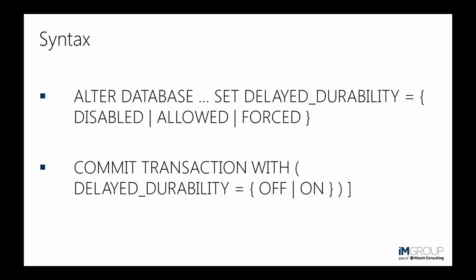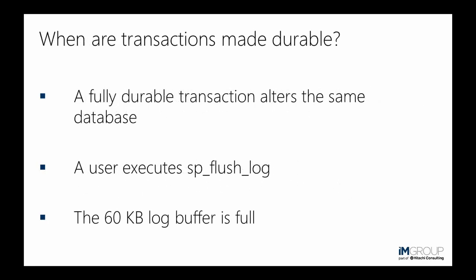Okay, so now we know what our available modes are. Let's take a brief look at the syntax for using this. So just looking at setting it at database level, it's simply an ALTER DATABASE statement. We're setting delayed durability to disabled, allowed, or forced. Similarly, if we are working with a database that has allowed delayed durability, when we commit our transaction, we can use COMMIT TRANSACTION WITH (DELAYED_DURABILITY = ON).